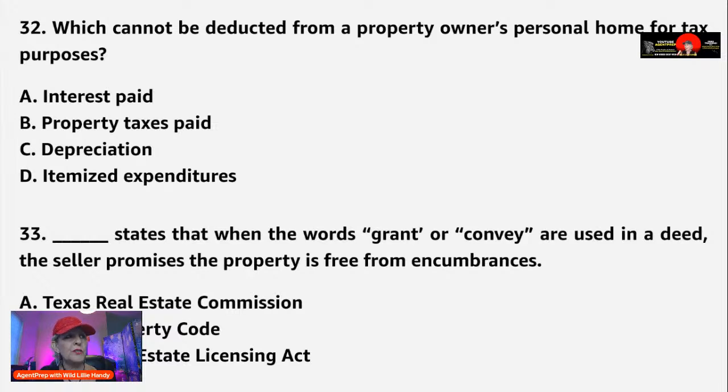Okay, which cannot be deducted from a property owner's personal home for tax purposes? So in other words, you buy a personal property, and there are certain things that can be deducted, written off, when it comes to income tax time. But which one cannot be deducted? A, interest paid, B, property taxes paid, C, depreciation, or D, itemized expenditures. So this is our personal home, not an investment.